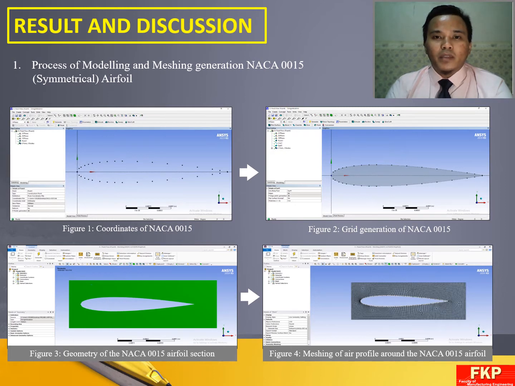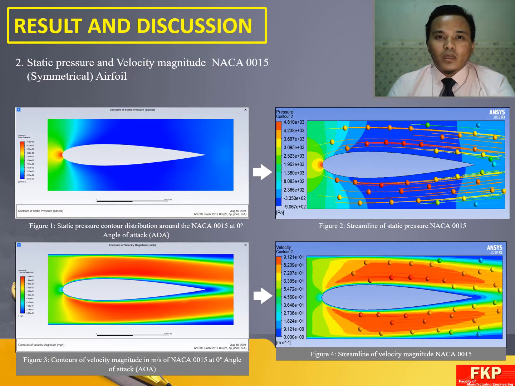After mesh analysis, it is found that total nodes are 2564 and total element is 2360. The figures show the visualization of static pressure contour distribution around the NACA 0015 at 0° angle of attack. Since it is symmetrical in nature, velocity magnitude of airfoil is same on the upper and lower layer of the airfoil. Since the velocity is the same, the pressure on the upper and lower layer will also be same.